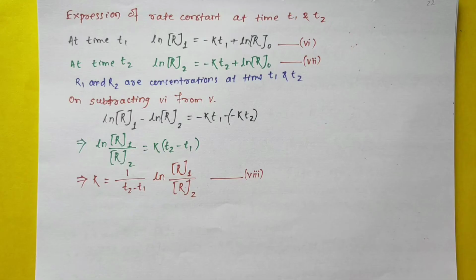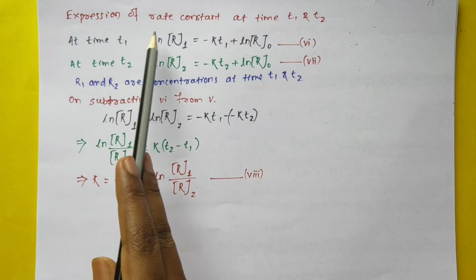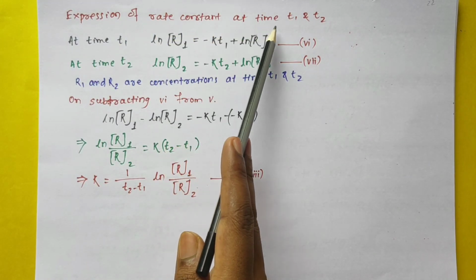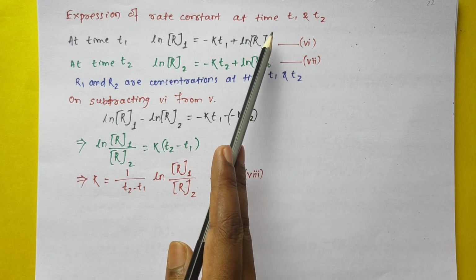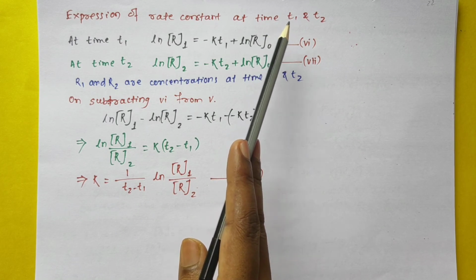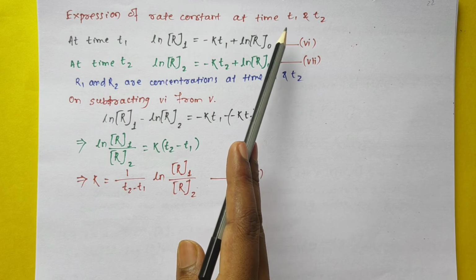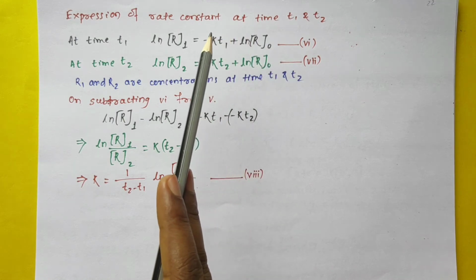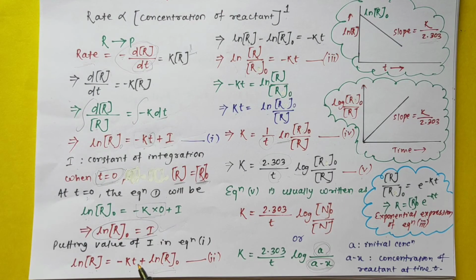Clear? Now we will look at the expression of the rate constant at times t1 and t2. So before going to discuss it, let's go to the previous page. You see what is written here: ln[R] is equal to minus kt plus ln[R]0. Remember it. I will write on the next page.